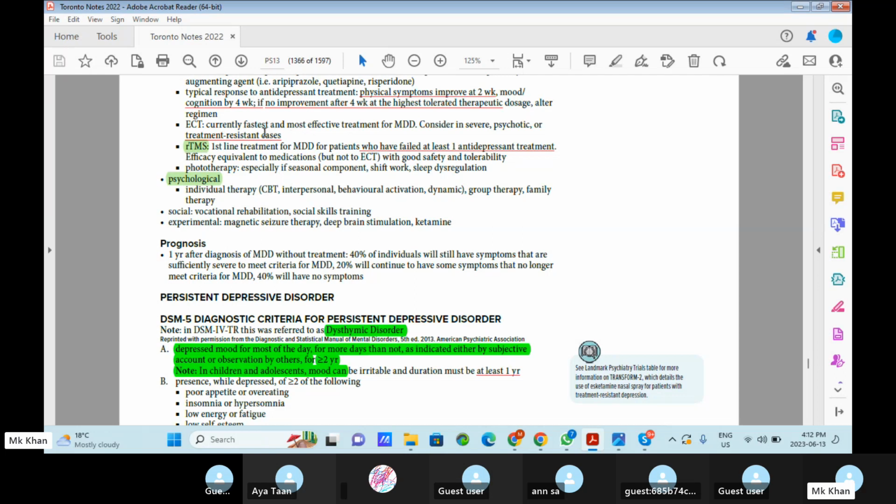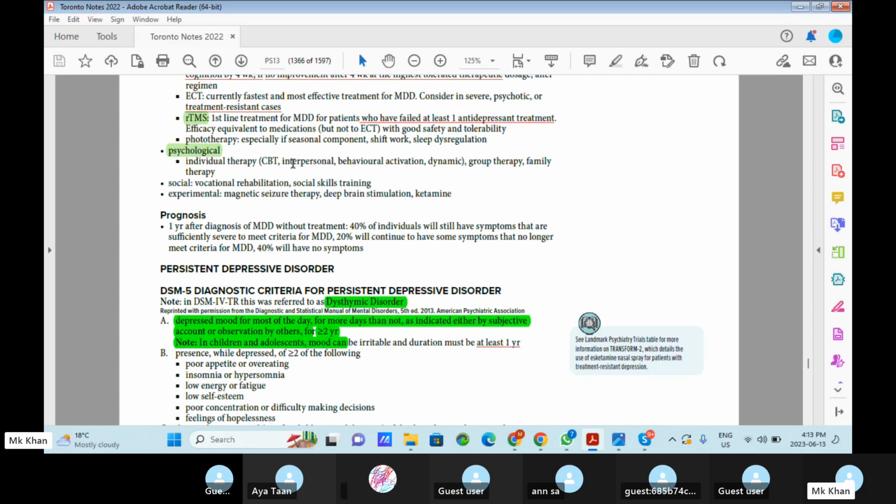And then ECT is currently the fastest and most effective treatment for MDD. Consider it in severe psychotic cases, like all the treatment failure. So this is treatment resistant cases. Then the last thing is ECT. And rTMS is a first line treatment for MDD for patients who have failed at least one antidepressant treatment. This is also another therapy, equivalent to medication but not to ECT. Phototherapy is the other one. So these are all options, but ECT is the most effective one.